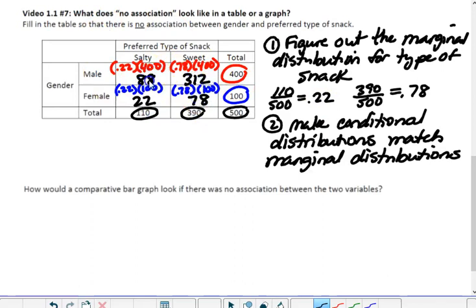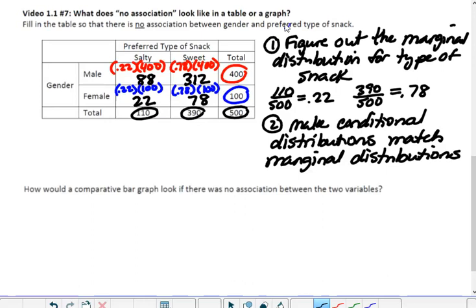So no matter whether I do rows or columns, my percentages are the same in every column, and they are the same in every row. That would show no association. So what would the graph then look like if there's no association?